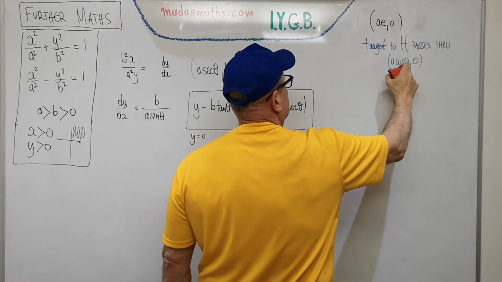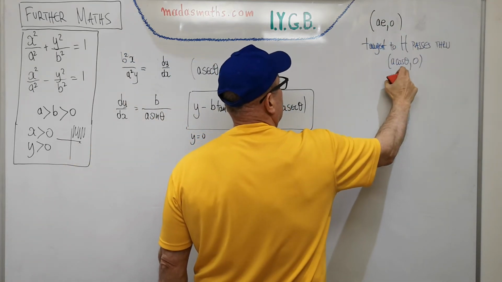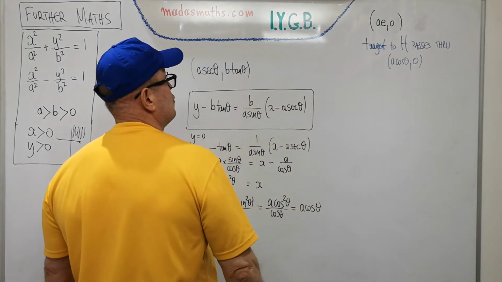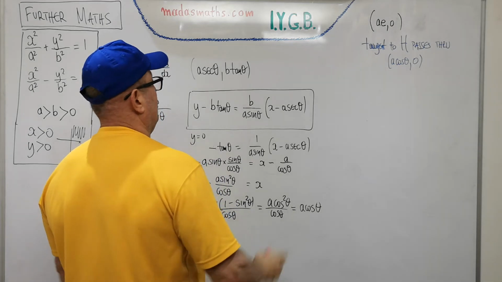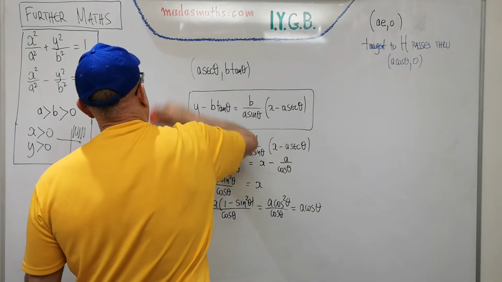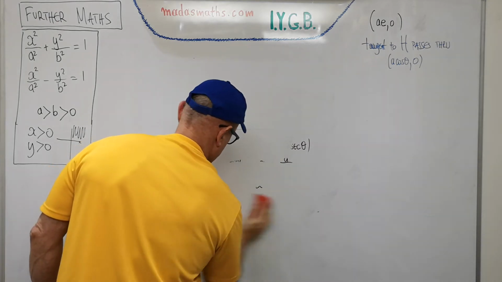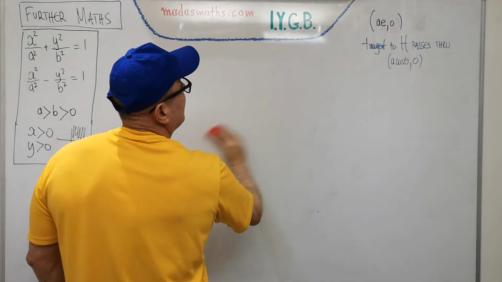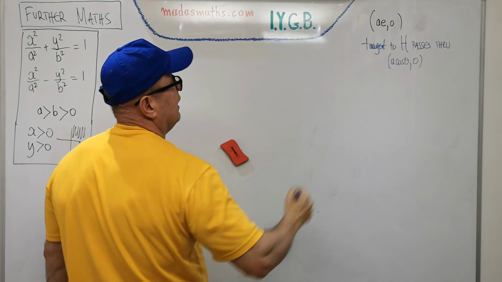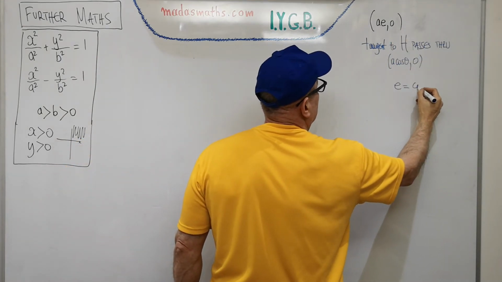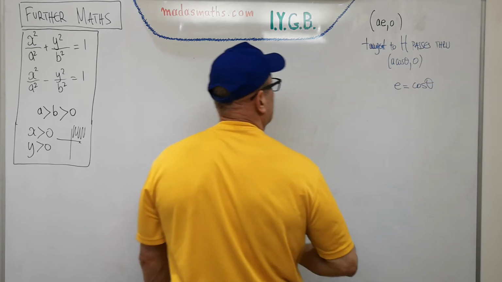And this coordinate, this a cos theta, must be the same as ae. So that means the eccentricity, consequently, of the ellipse, by comparing this, e must be cos theta.